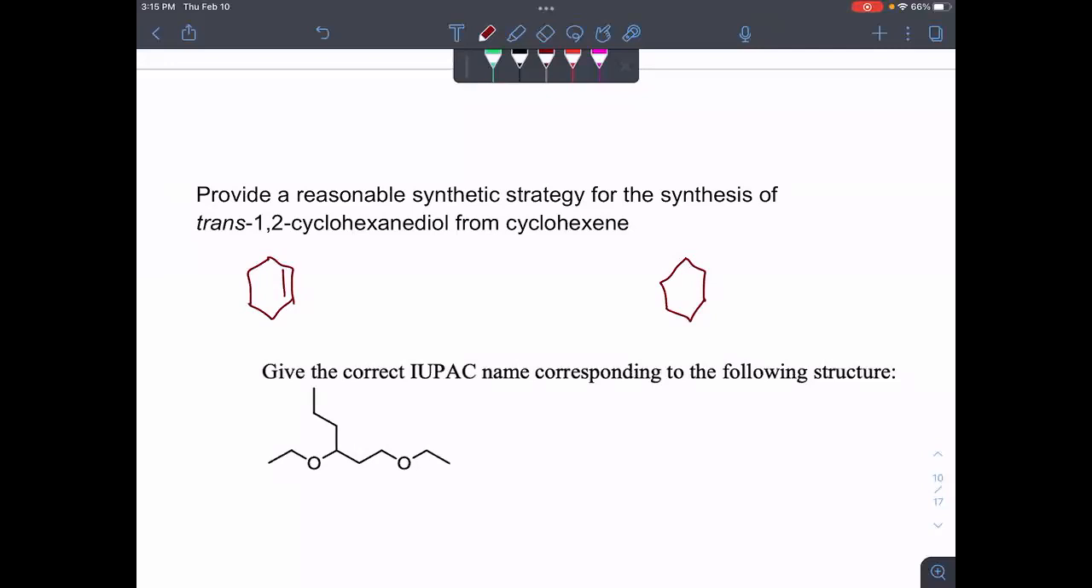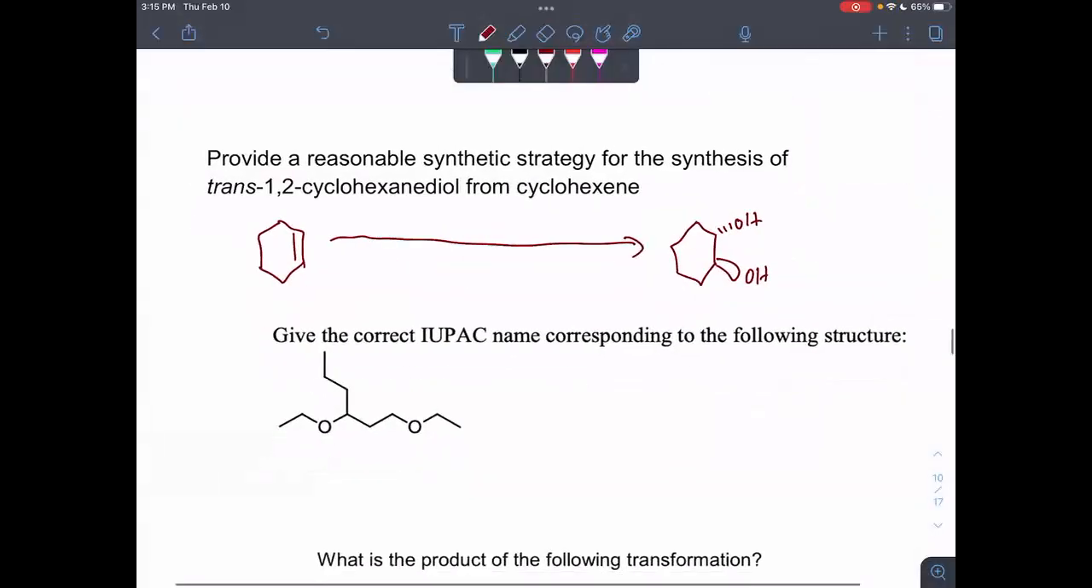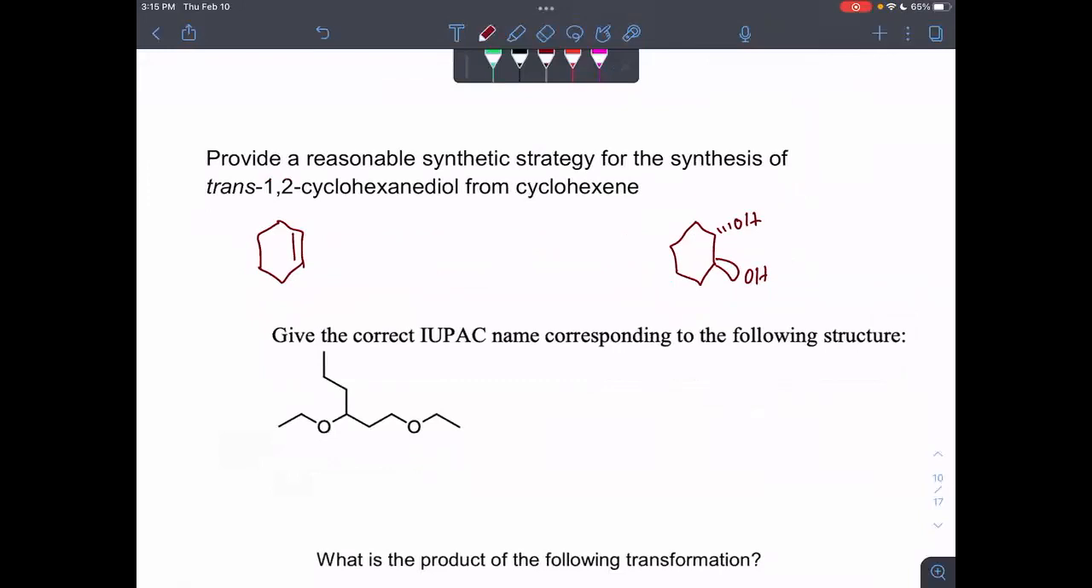Yeah, and it's trans, so we're trying to get from that to this. So how do we do that? You do an epoxide. You can. So let's start with an epoxidation. What do we use for that? mCPBA. Yeah. And then that gives you an epoxide.